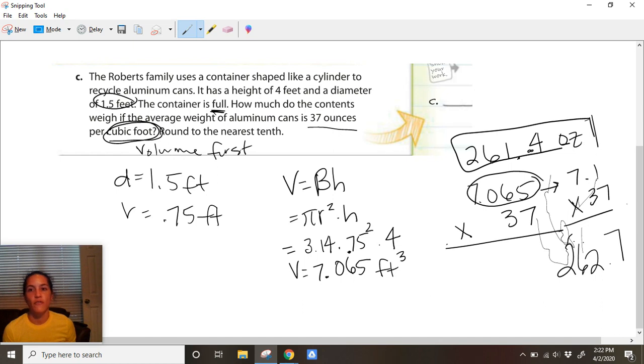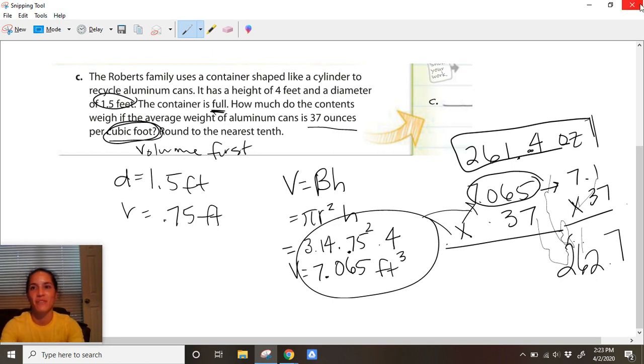And if you round it too early, it's close, it's a little different. But both would be considered correct answers as long as you show your work. Show me where you got the volume and then where you multiplied it by 37. So again, this is a multi-step question. You have to find the volume and then multiply it by the weight. All right, get that one down.